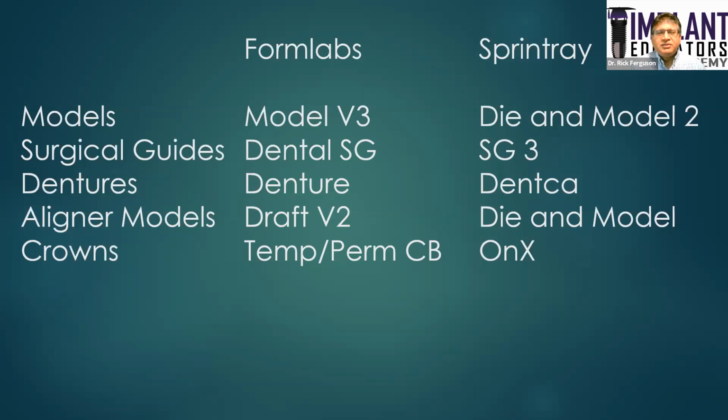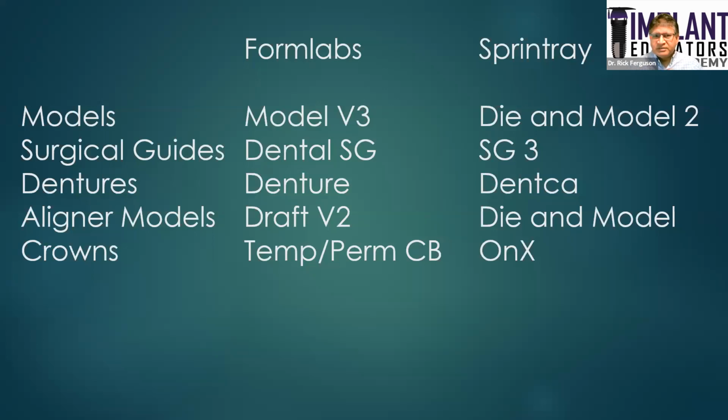And then these are some of the resins based on the printers that you might choose. With the Formlabs, for example, we're recommending the Model V3 resin for models, and Dental SG resin for surgical guides. They have denture resins. Draft V2 is a great resin for aligners, and Temporary Crown and Bridge for crowns and hybrids and so on. And of course, SprintRay has their Die and Model 2 resins. And you can see some of these have versions, as they update the resins from time to time. And that doesn't just mean changing the color. The properties for the particular application will increase.